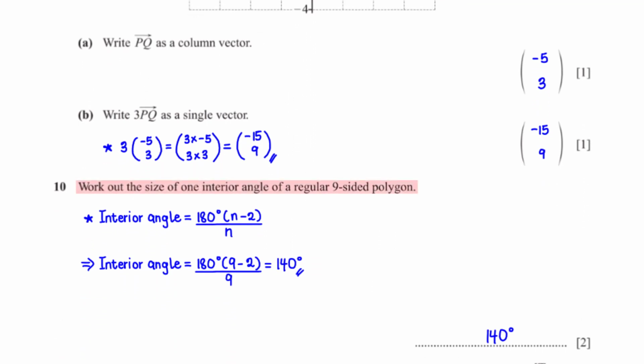Work out the size of one interior angle of a regular 9-sided polygon. Here is the formula for the size of an interior angle in a regular polygon. In this case, the number of sides n of the polygon is 9. When we type this into the calculator, we get 140 degrees.